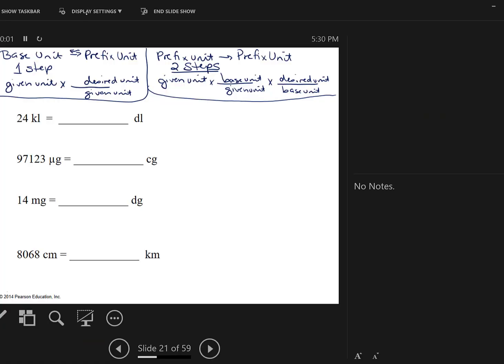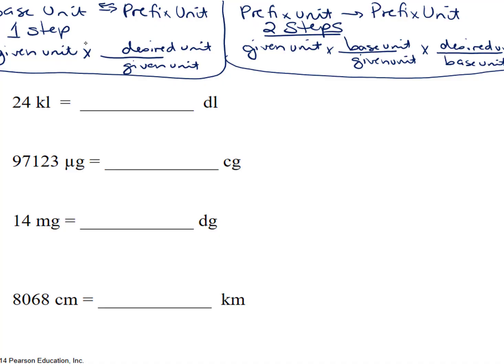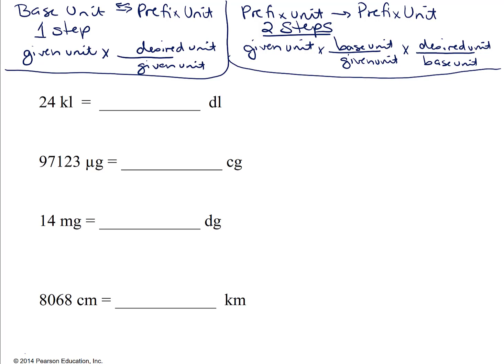Note that I put up on the top, if you see a base unit in the problem, so that means if one of the units is meters, liters, or grams, then it's just one step. So it's only going to take you one step, one times in a line, in order to get to the answer. You just put the given unit on the bottom always. And in this one, the answer unit just goes on top.